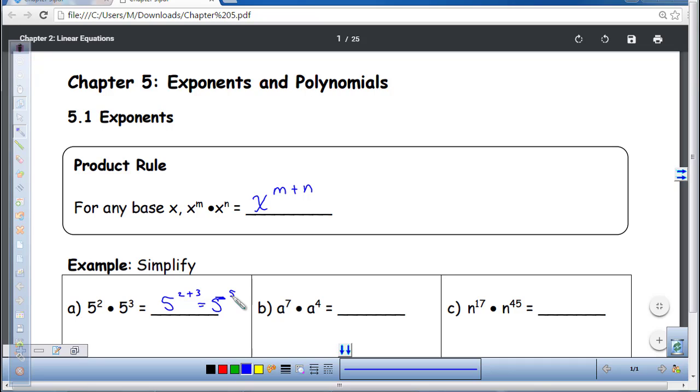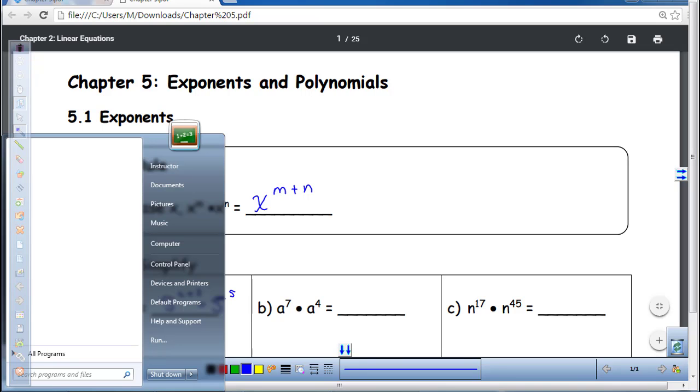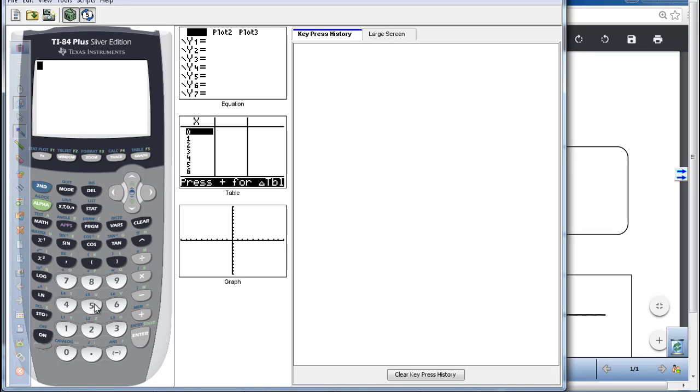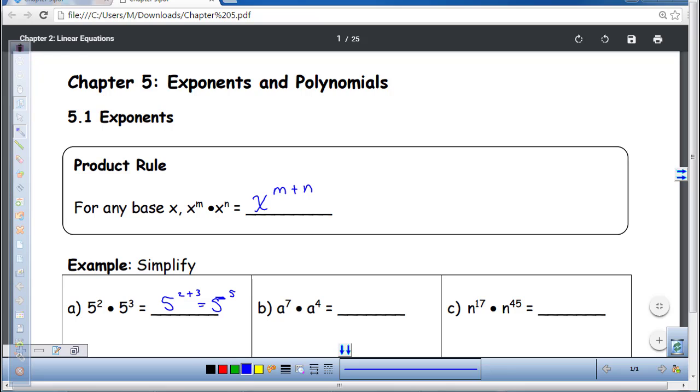I would probably go on and use the calculator to find out what this is. 5 to the 4th would be 625. So 5 to the 5th is 3125. Okay, so 3125.